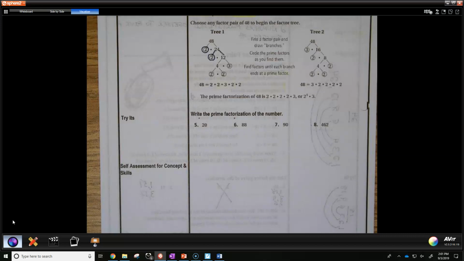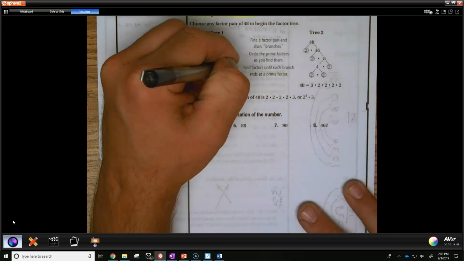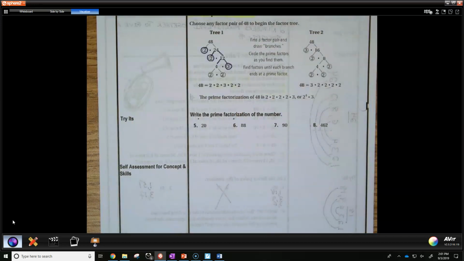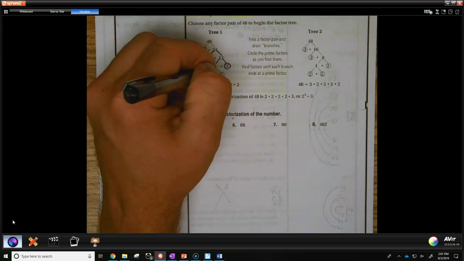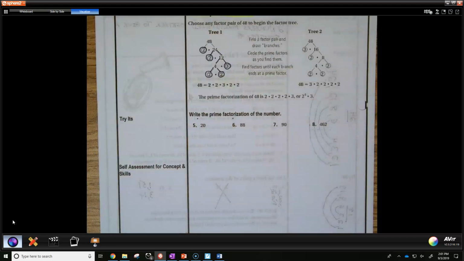12 is composite. So they did 4 times 3. 3 is prime. 4 is composite. A factor pair of 4 is 2 times 2. Those are both prime. And because I've circled all primes, I have nothing left to break down.